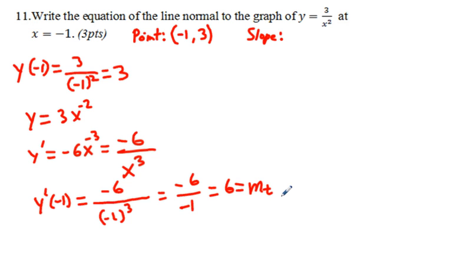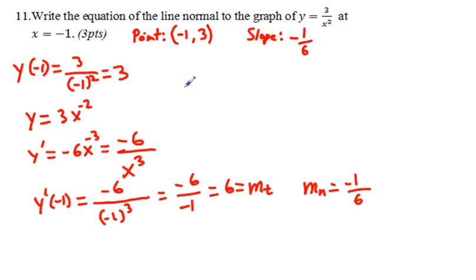Well, the slope of the tangent line is 6, and so what do we multiply to get the normal line, m sub n? What do we multiply by 6 to get negative 1, the negative reciprocal? Well, it's going to be an opposite sign and 1/6. 6 times 1/6 will equal 1. So our m sub n, or slope of our normal line, is negative 1/6.